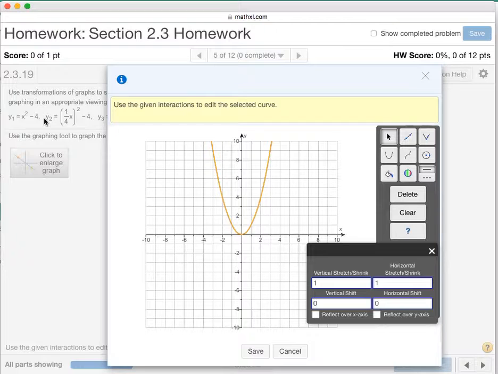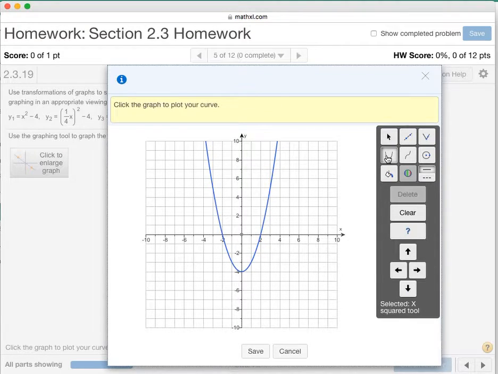So anything outside of the square is going to be a shift up or down. So technically then this is going to be a vertical shift by a -4. And so when you hit enter here, what you see is that it does shift down 4. So there's that one, right? So let's do another one now. So the next one is 1/4 x and then squared and -4.